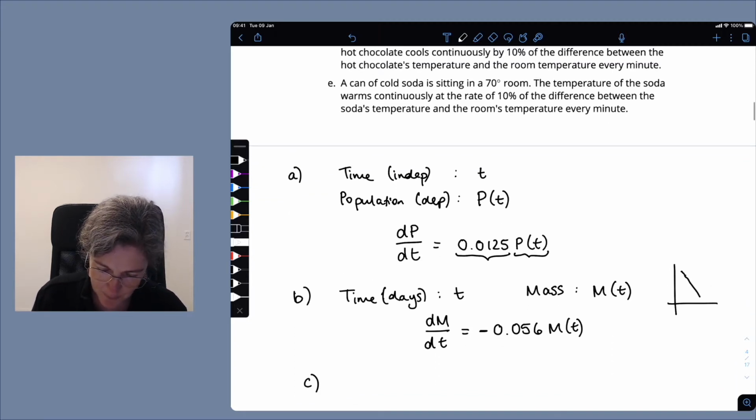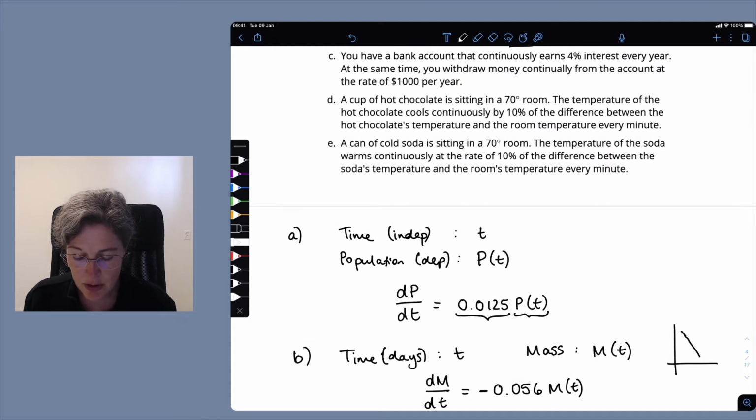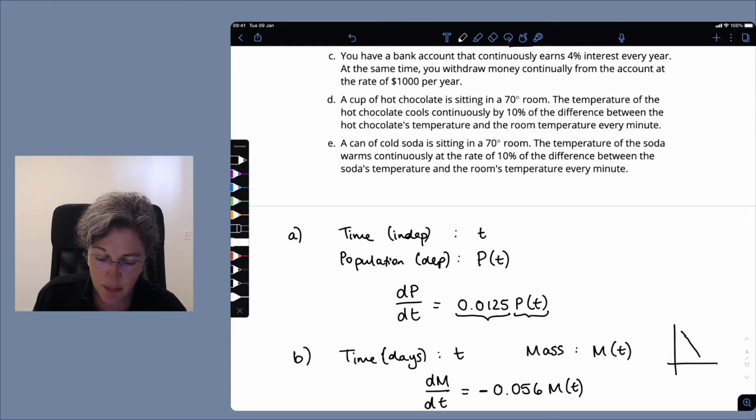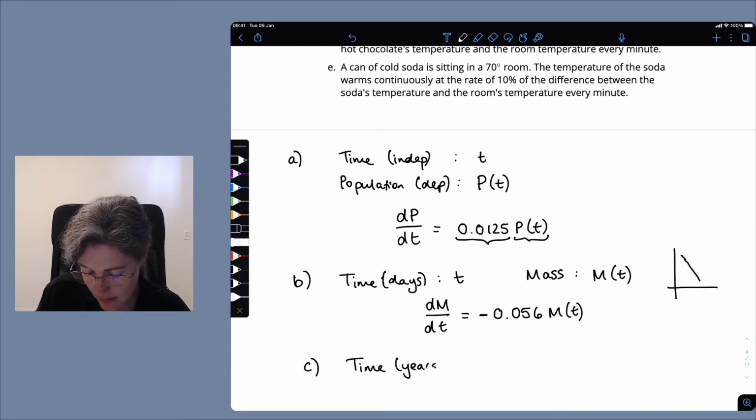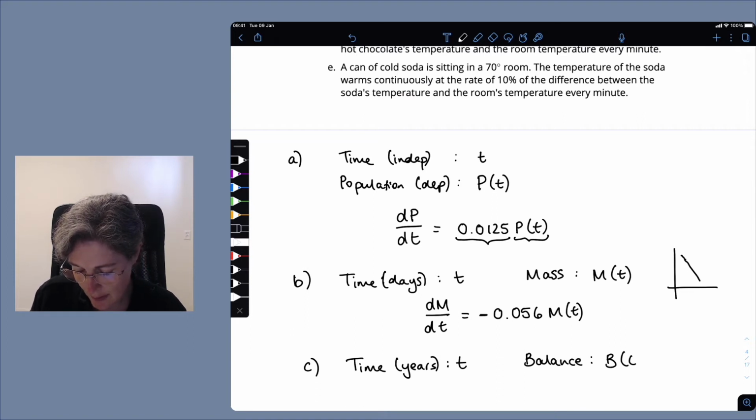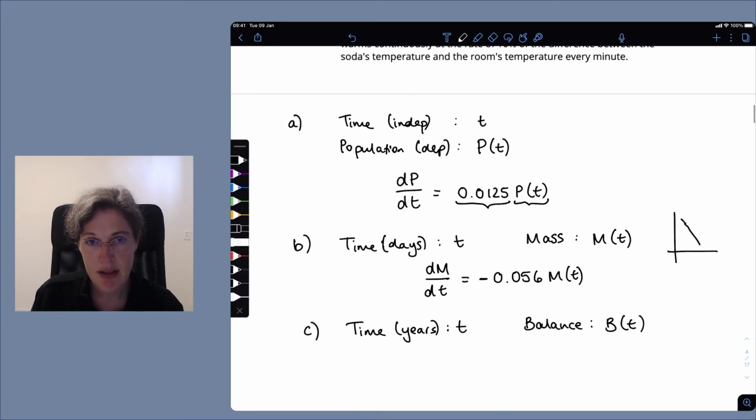Okay, now we've got a bank account that continuously earns 4% interest every year, and at the same time, every year we withdraw $1,000. All right, so let's use some notation. So now we're going to have our time, and this is measured in years. And again, use t, and it's the balance that we're interested in our account, so I'm going to call that b of t. And we want to think about how that balance is changing over time.